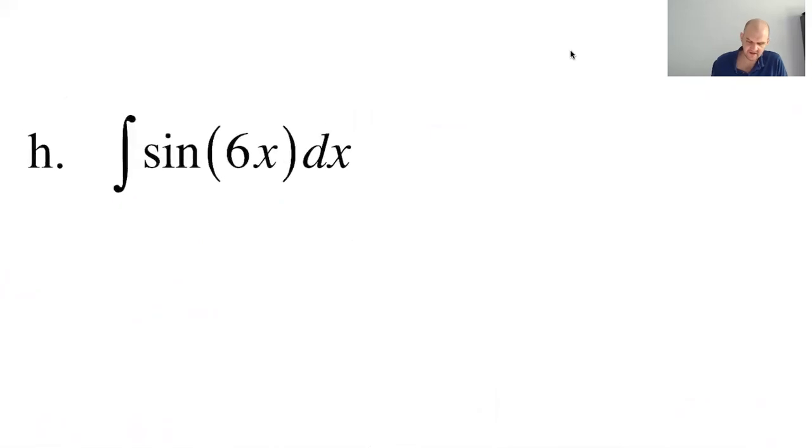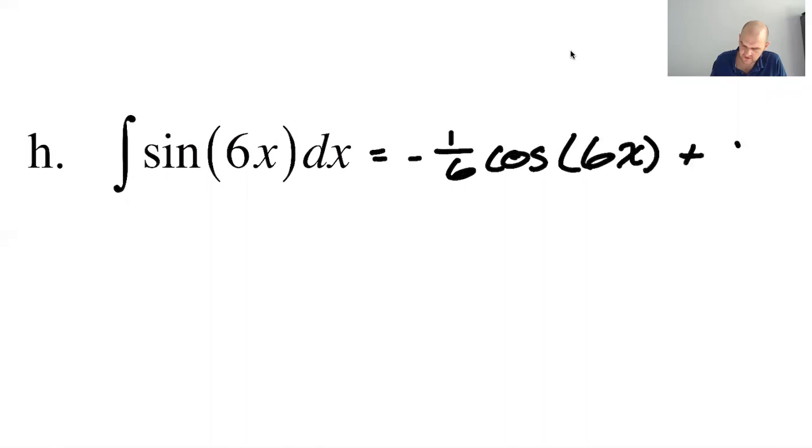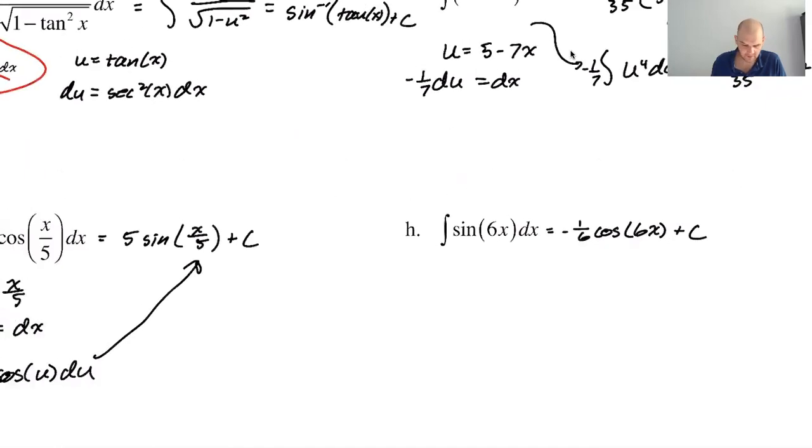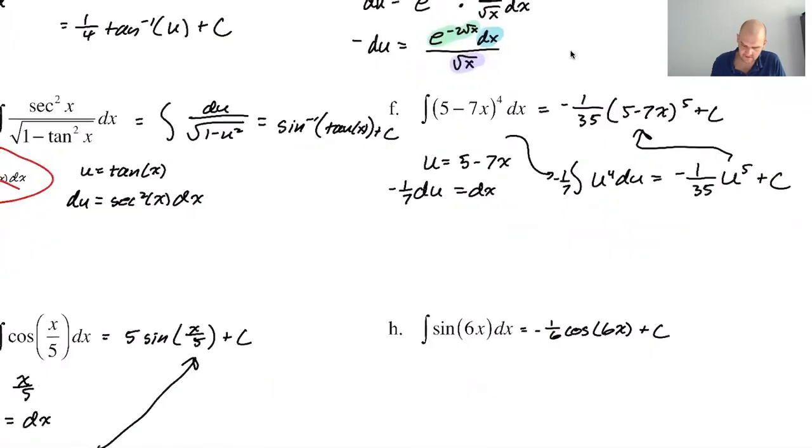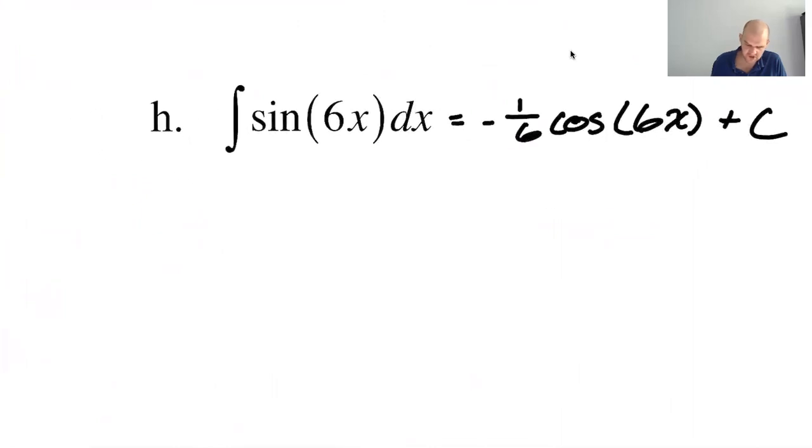You definitely can. So this 6x should have put a 6 here. So I'm going to put a 1/6. The derivative of cosine is negative sine, so we need a negative. And cosine of 6x and plus c. So this is what we're going to get. I remembered plus c after all that rampaging. Yeah, I did. Okay.